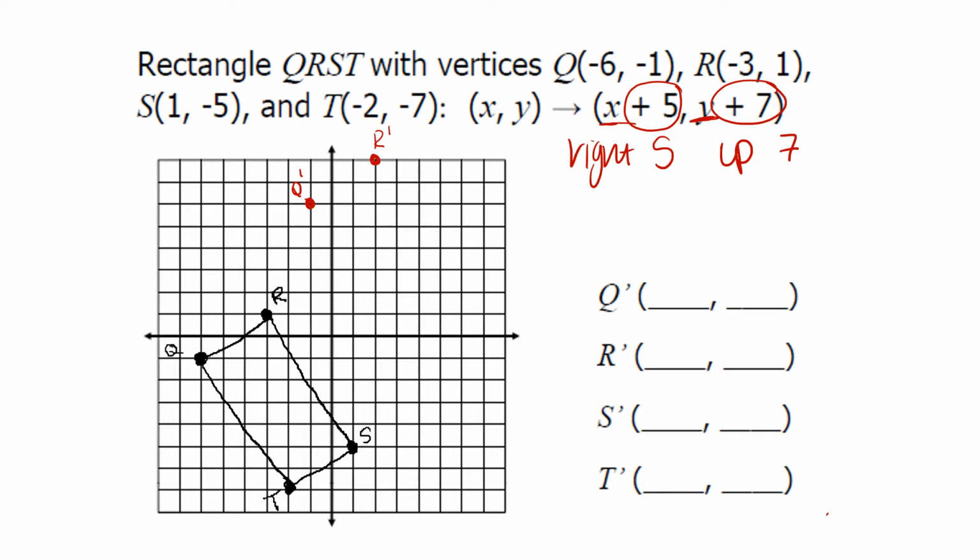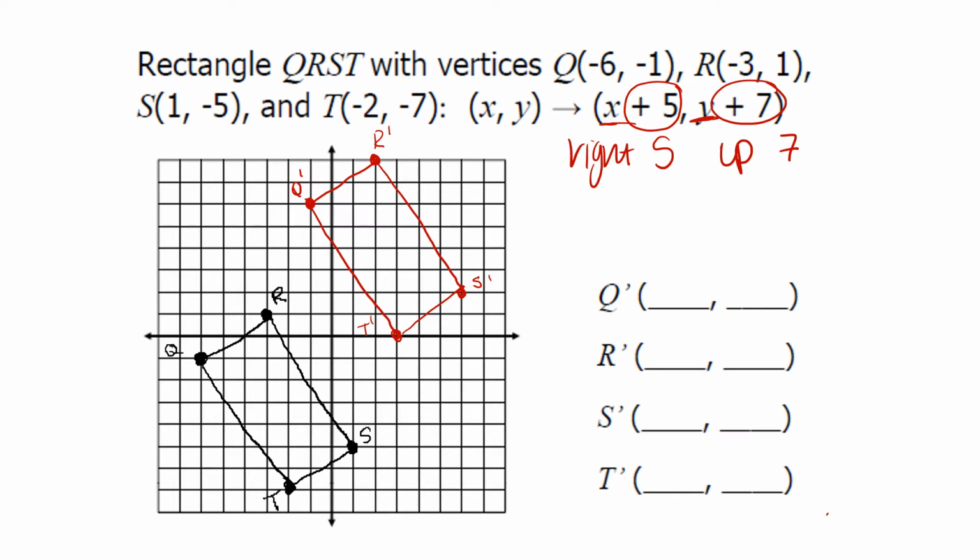We do the same thing with S. Put your pencil on S and move right 5 and up 7. And label that point S prime. And the last point T, we move it right 5 and up 7 and label that T prime. You end up connecting your dots and you end up with the exact same shape, in this case a rectangle, but it's been moved to the right 5 units and up 7 units.